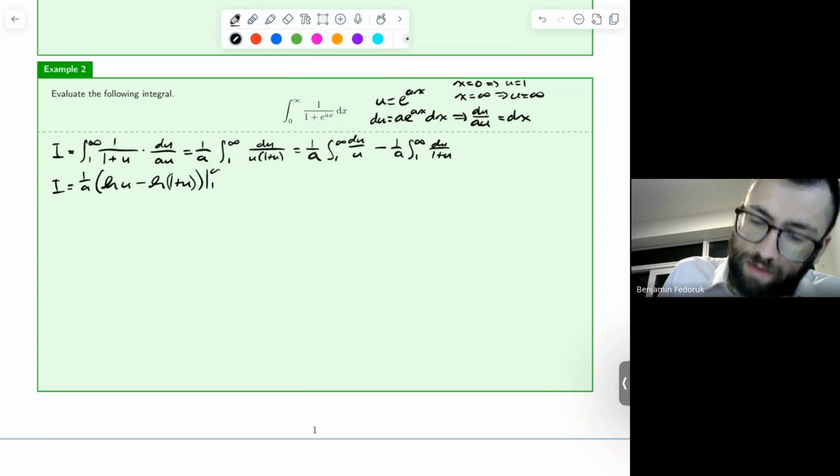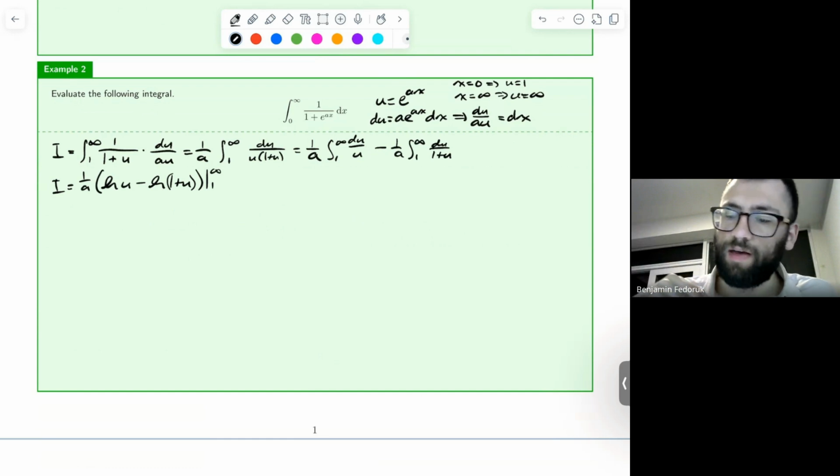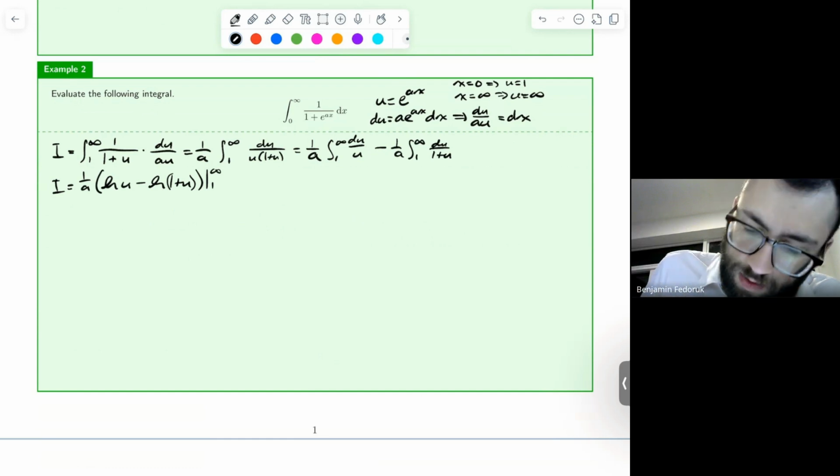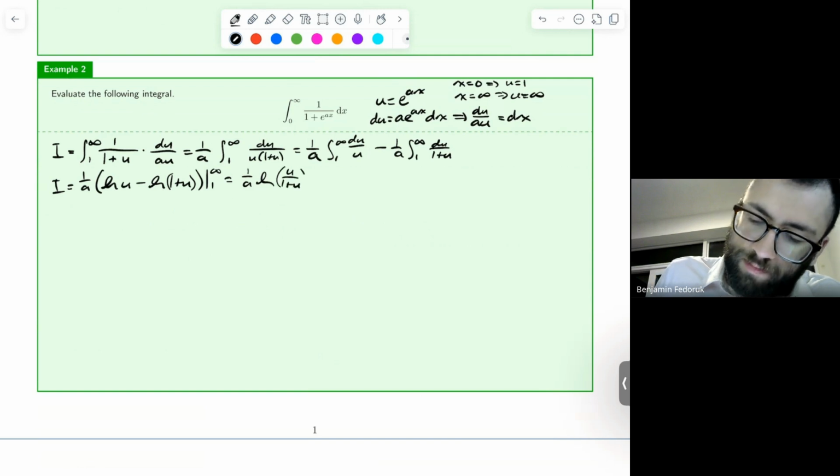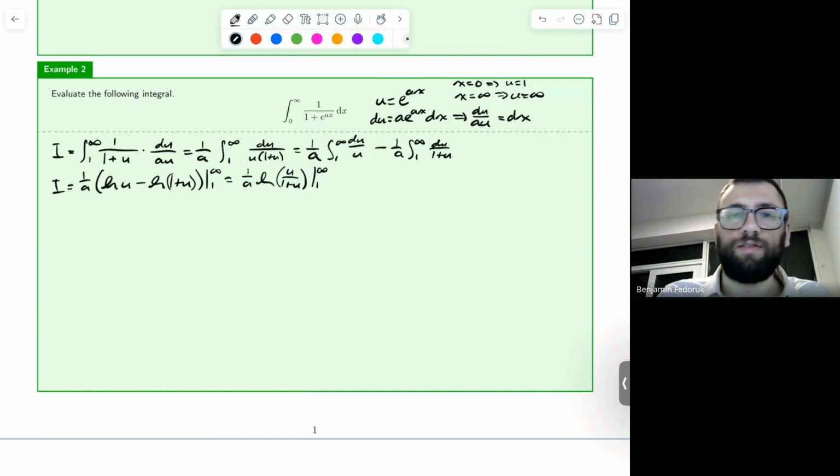We don't need the absolute values here because our bounds are always positive. Absolute value is not going to make a difference. We can simplify this out a little bit using properties of ln. So this is u over 1 plus u inside the ln. Got to keep our bounds. Easy to forget about bounds. You know, they commonly get dropped, unfortunately.